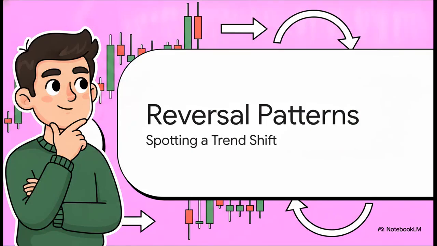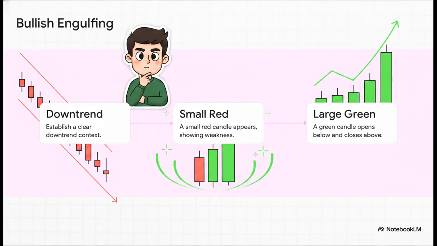That brings us to part 3, powerful reversal patterns. Let's move to our first set of full visual sentences. Our first reversal pattern is the bullish engulfing setup. Now, context is absolutely critical here. This setup must happen at the bottom of a downtrend. First, you're going to see a small red candle, which kind of hints that the sellers might be running out of steam. Then, out of nowhere, a large green candle appears.